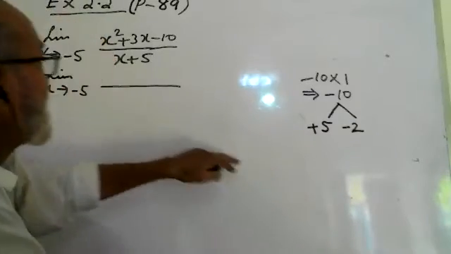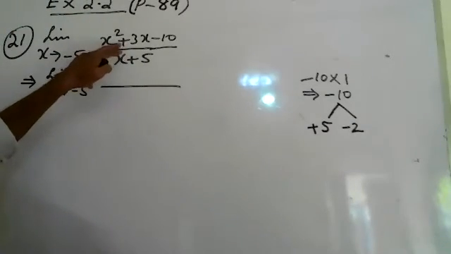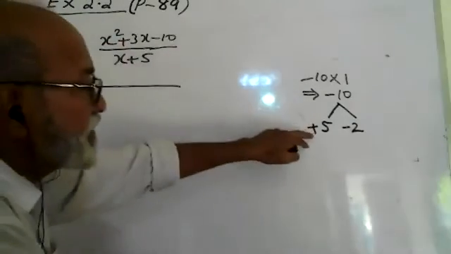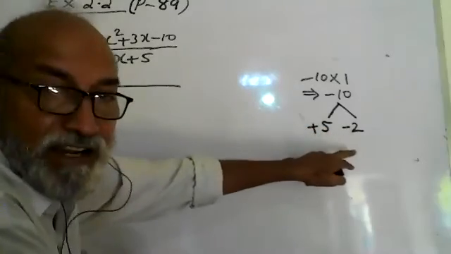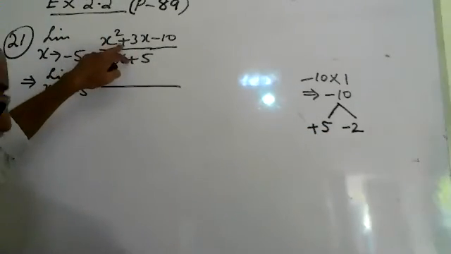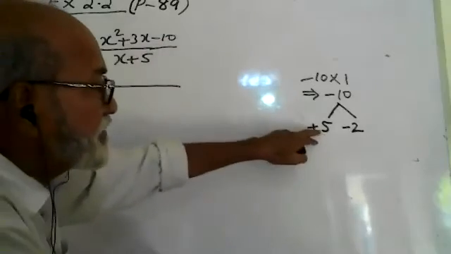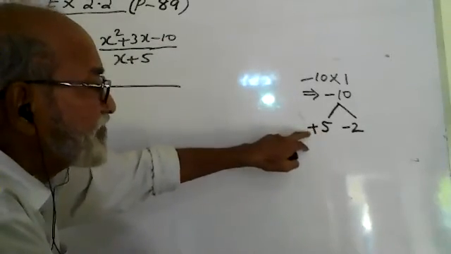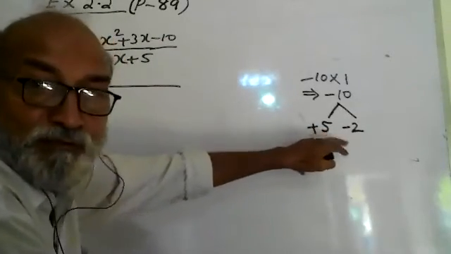Which one is positive? What is the sign over there? If it is positive, the larger number will be positive and the smaller number will be negative. If the negative sign is there, minus 3, then the larger number will be negative. It is minus 5 and it should be plus 2.